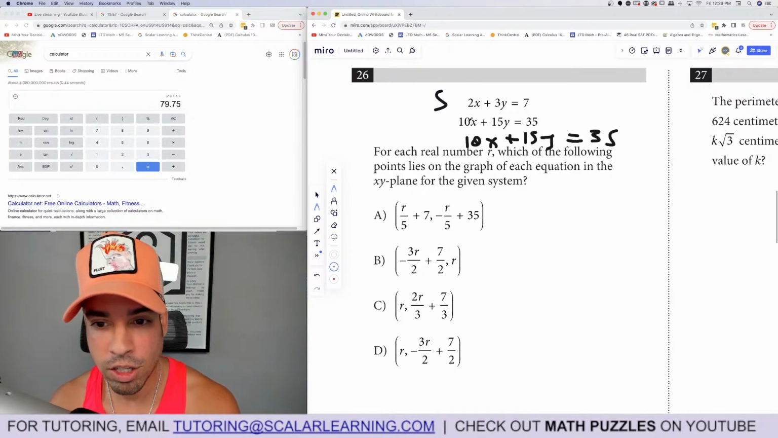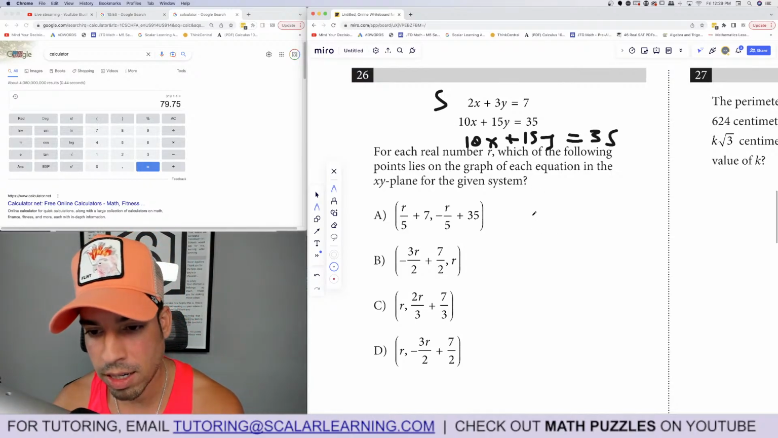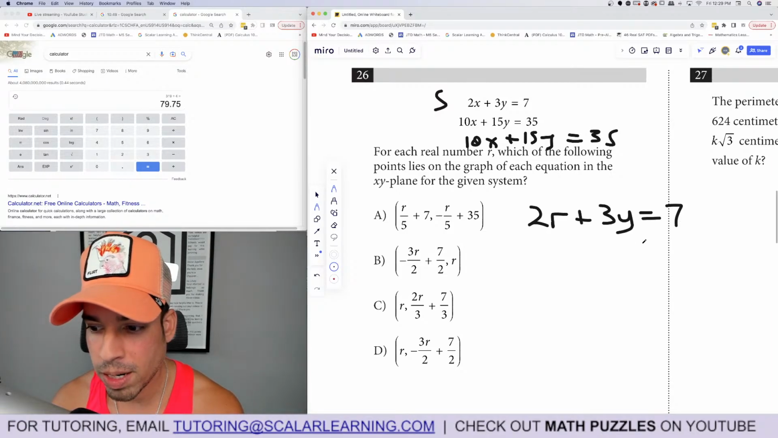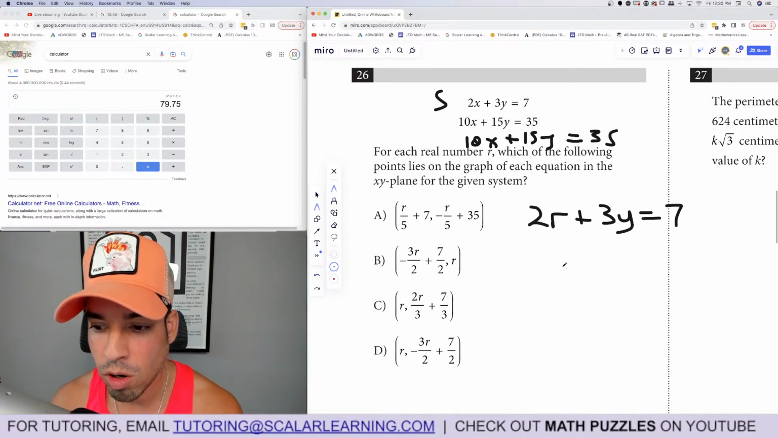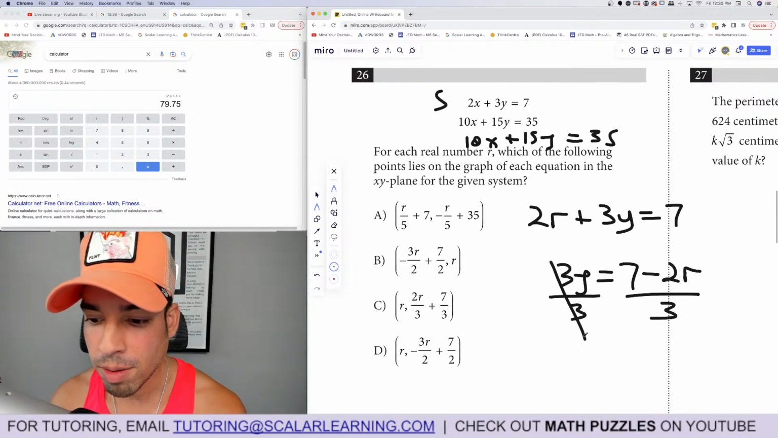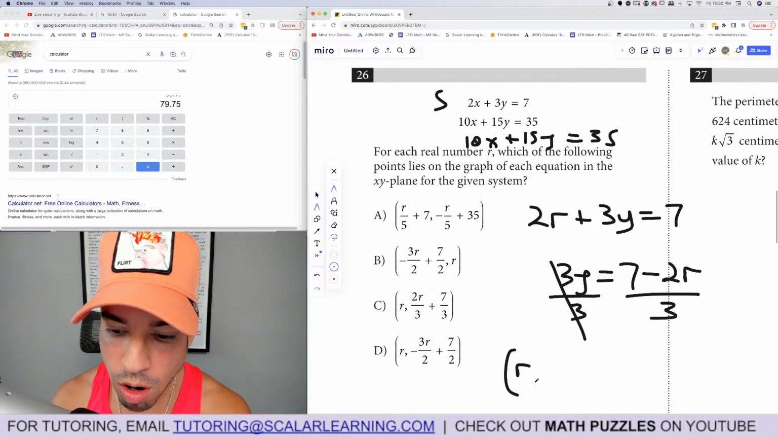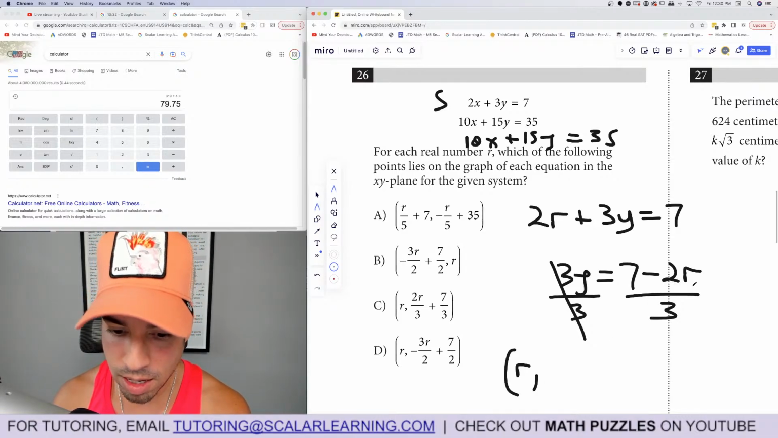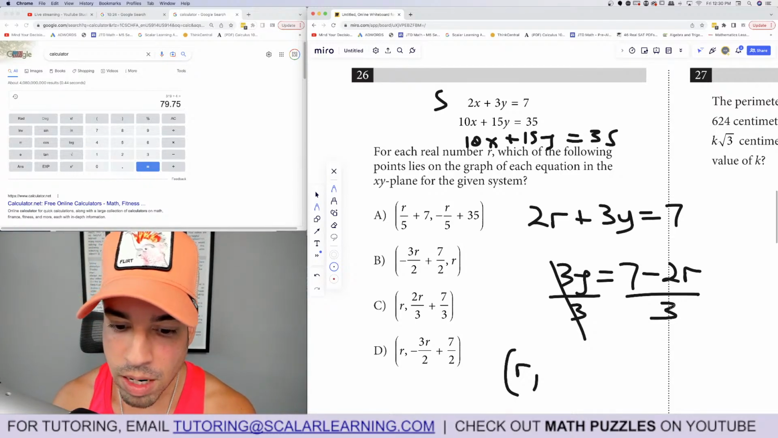And here's the deal. I'm going to plug in r for x. Okay, watch this, I think I got an idea. I plug in r for x, and then we get the corresponding y value. I subtract 2r, so 3y equals 7 minus 2r, divided by 3. So if my x value is r, my y value is this. And that is, oh, what a bummer. It's not there. So they divided by 3.